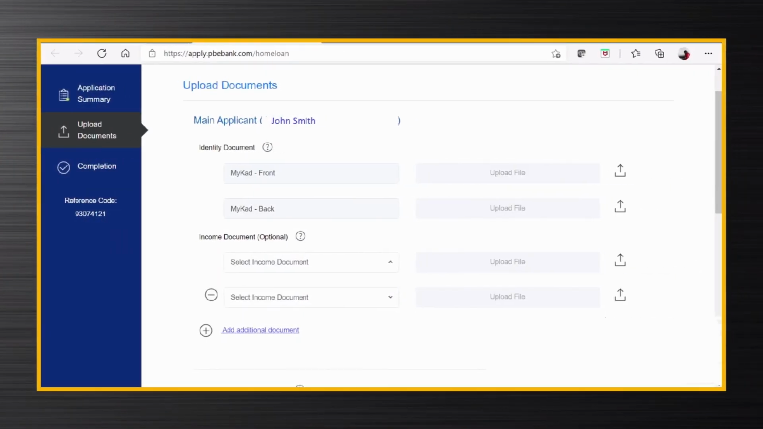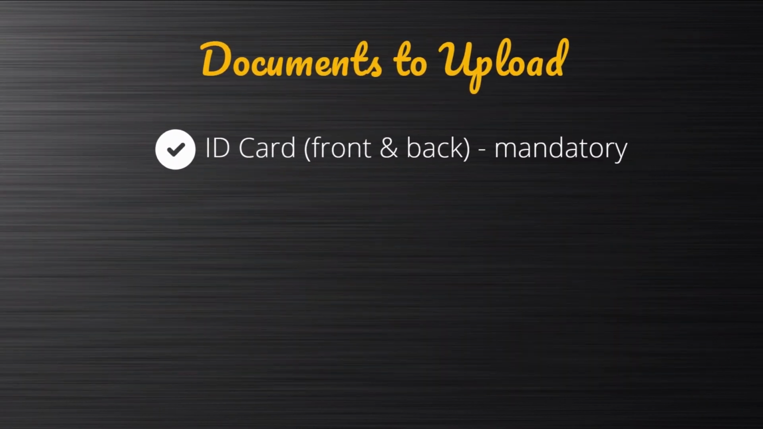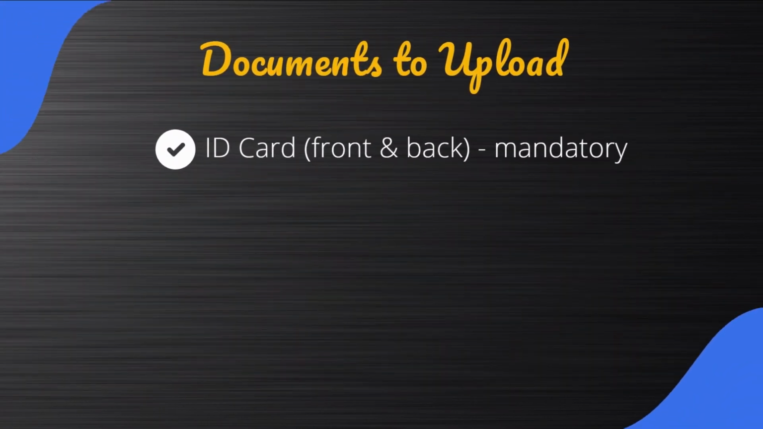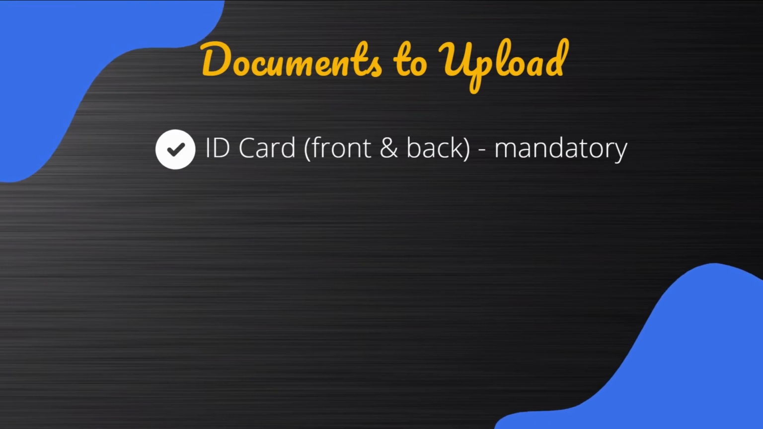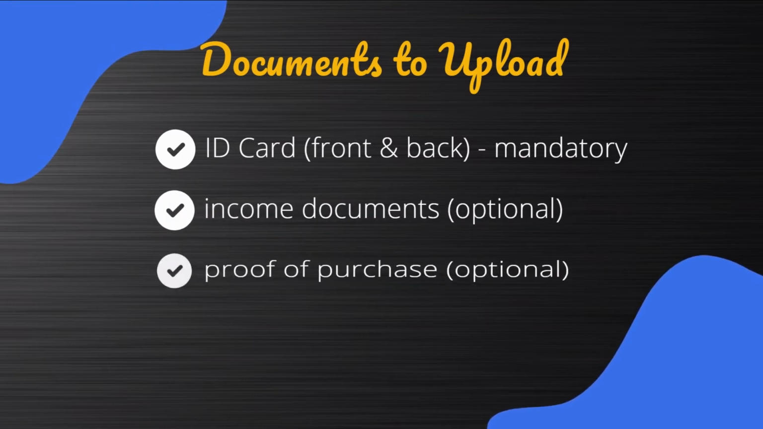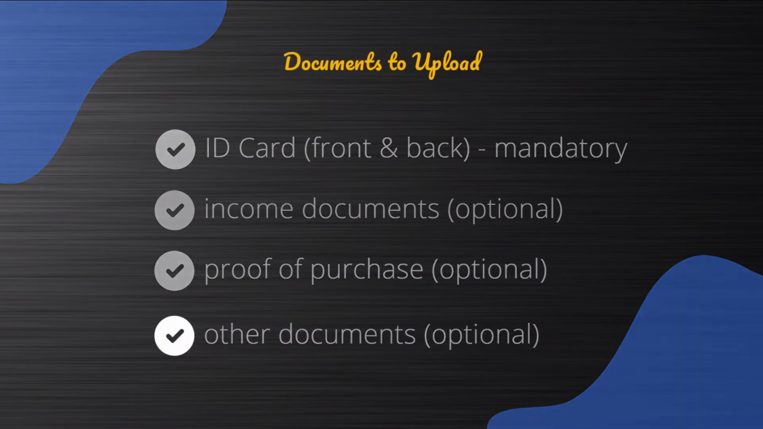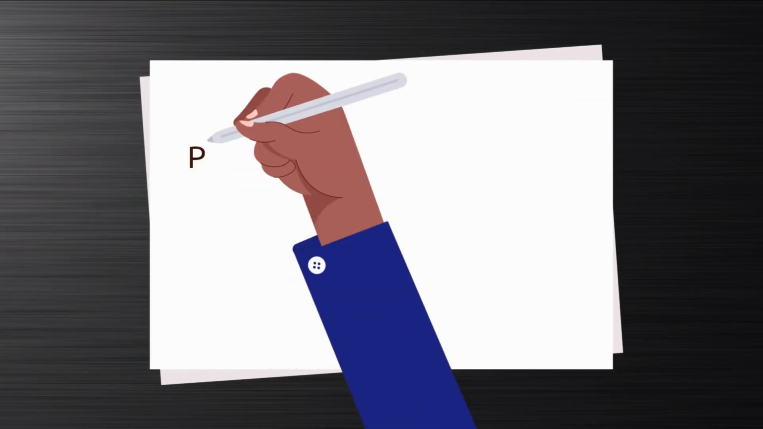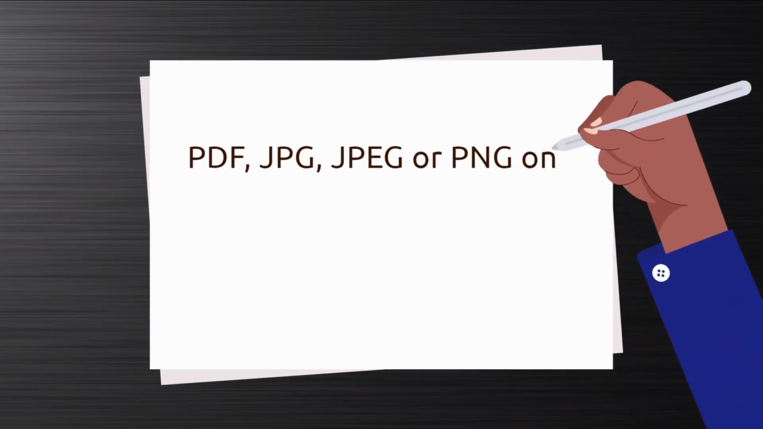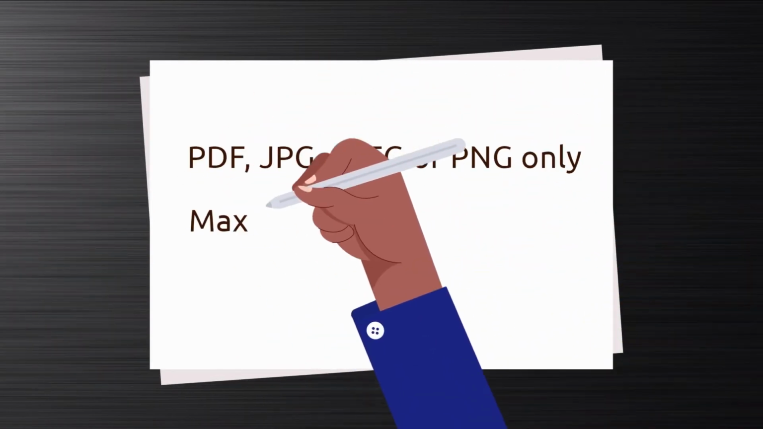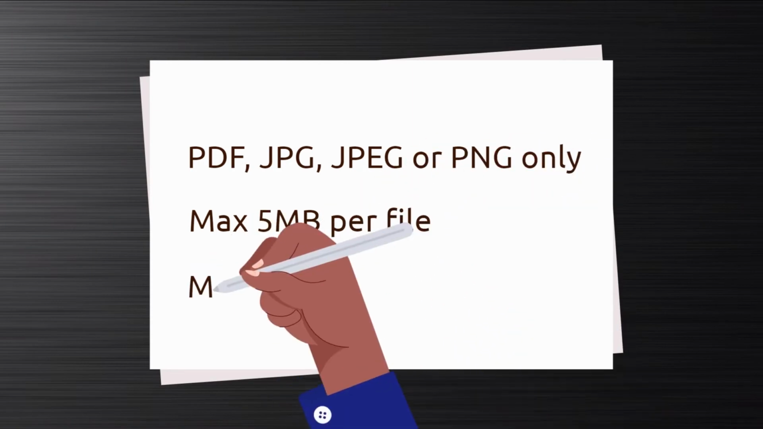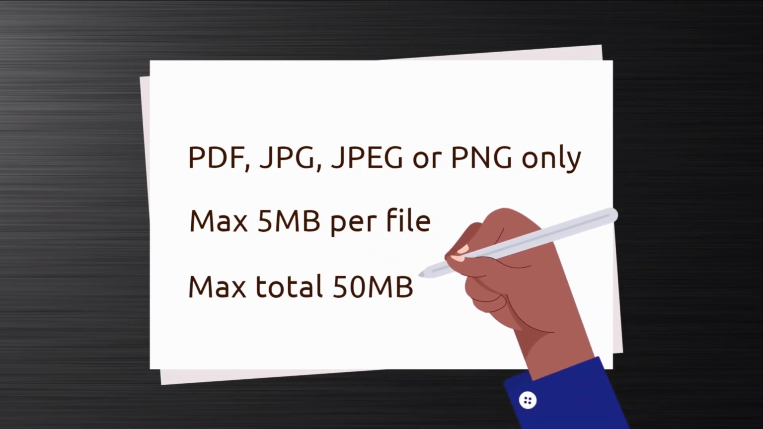Upload the documents, which includes front and back of the identification card, which is mandatory. Optional documents are income document, proof of purchase, and other relevant document. Ensure the documents are either PDF, JPEG, or PNG files with max file size of 5 megabytes per file, and total size of 50 megabytes.